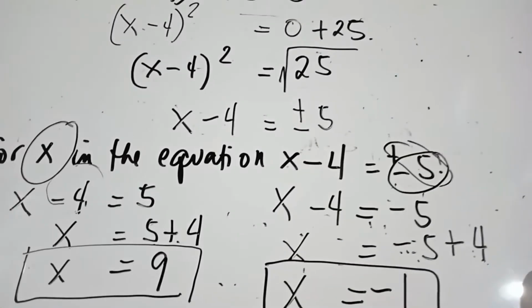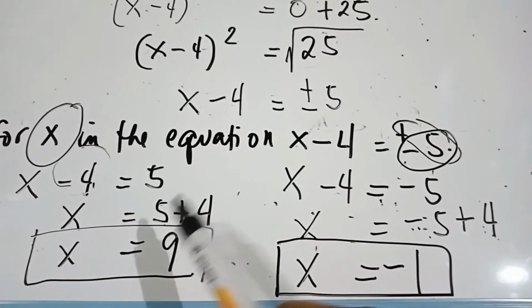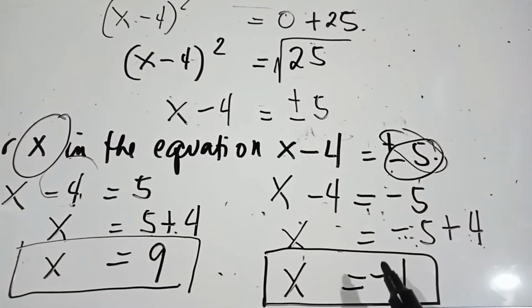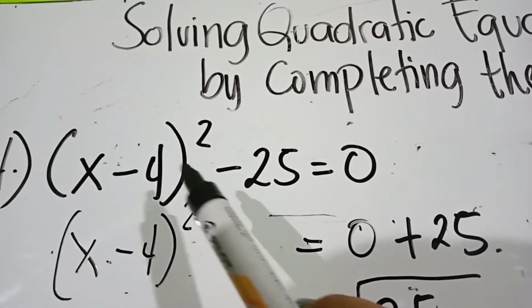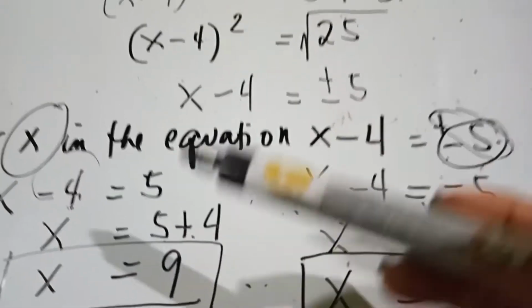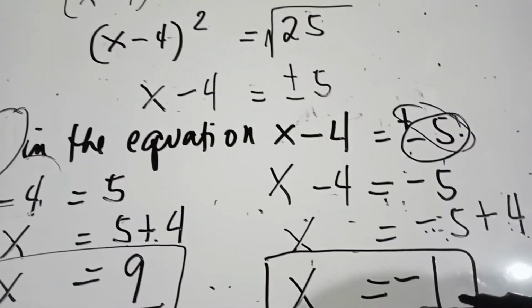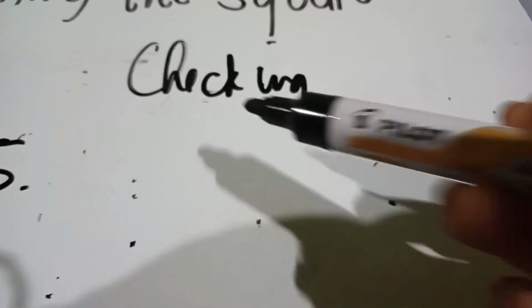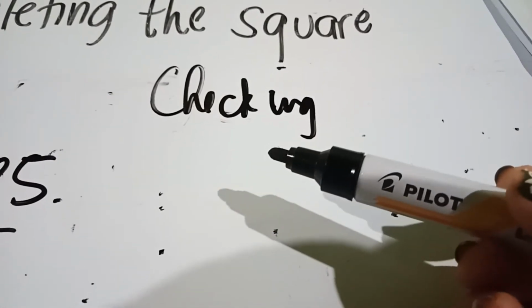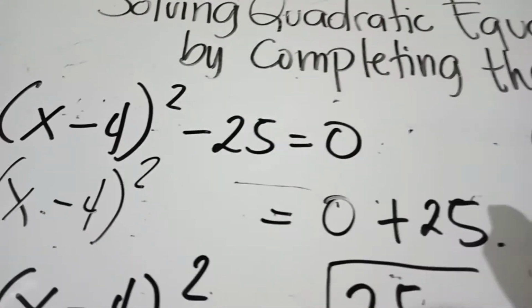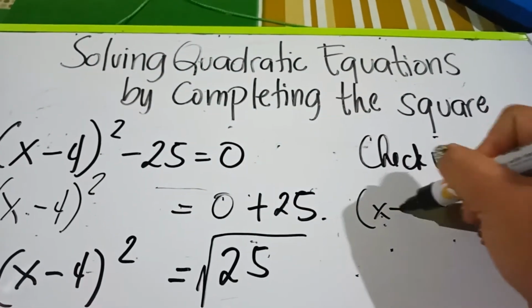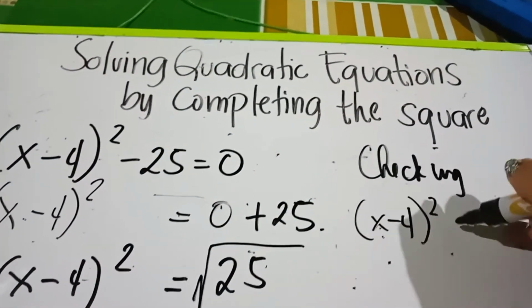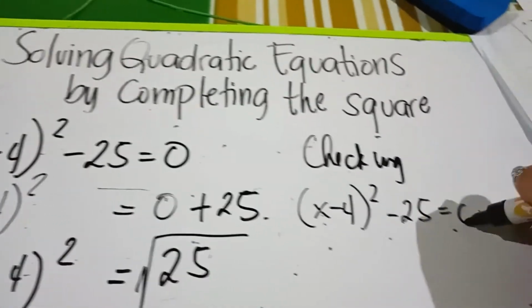So, dahil meron na tayong value ni x, which is positive 9 and negative 1, i-check na natin ngayon kung makakapag-satisfy yan sa ating given quadratic equation. Once na sinubstitute natin ang nakuha nating value ni x, ang value ni x na 9 and negative 1, magiging 0 kaya? So, ngayon, i-check na natin. Now, we are going to check. Okay, so the given quadratic equation is, copy lang natin sa checking. We have x minus 4 squared minus 25 is equal to 0.